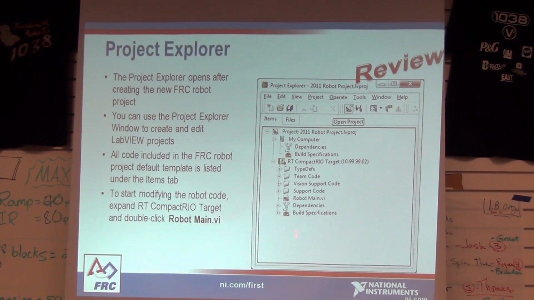So under build specifications, you're going to have your setup to build. So when you hit build, you can right click on it, and I'll show you again on the laptop. When you select it, you hit build. It's going to build the executable. If you selected it, right click on it again and hit deploy, it's going to deploy that executable to the cRIO.